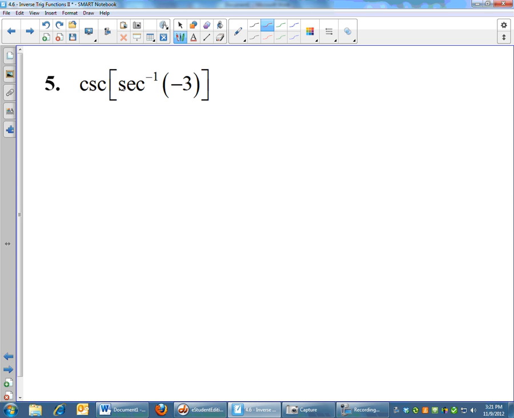The cosecant of the inverse secant of negative 3. Well, we're going to have to do the same thing because negative 3 is not anywhere on the unit circle. So I'm going to look at this part right here, the inverse secant. And we have to think inverse secant is only on the top half of my unit circle. That's our restriction for inverse secant.